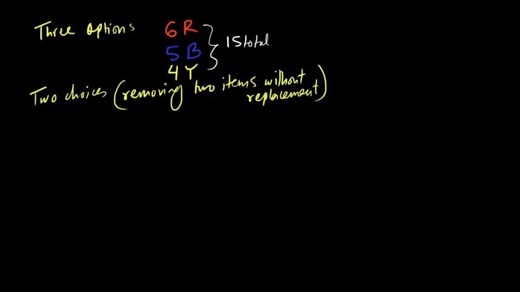So since we have three options, there are going to be three branches. Every option represents a branch, and the choices are represented by how far forward we are going. For the first draw, for the first item that we remove, we have three choices. It can either be a red, or it can be blue, or it can be yellow. So that is the first choice that we have.